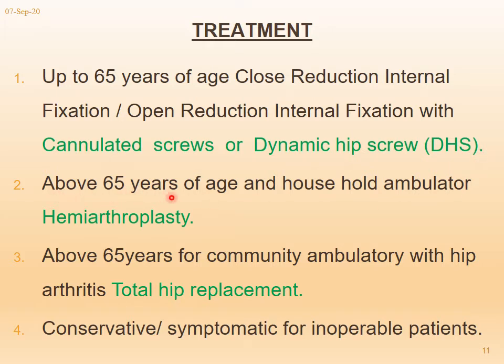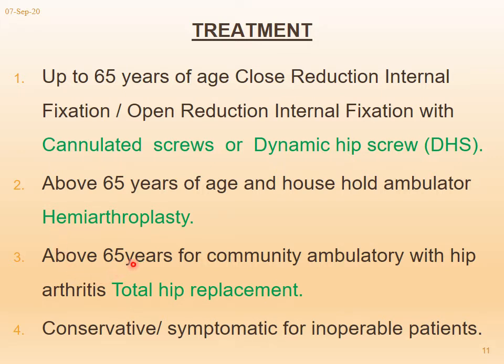If patient is above 65 years of age and he is a household ambulator, then what we do is we do a hemiarthroplasty, which is the replacement of the broken head of the femur by an artificial metallic ball, and this is known as hemiarthroplasty.